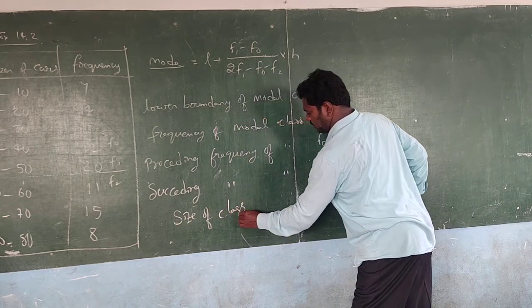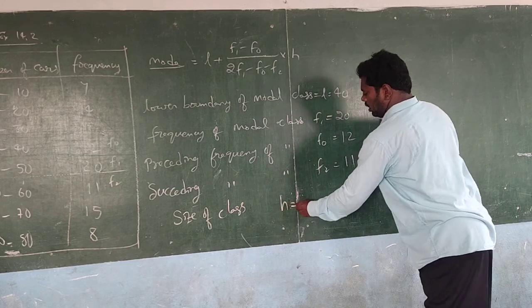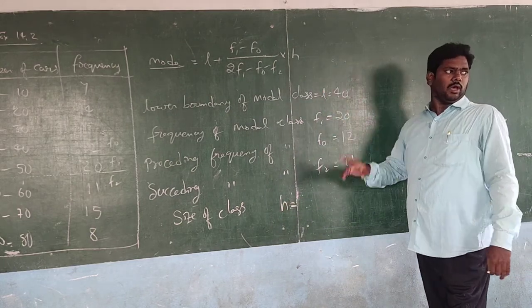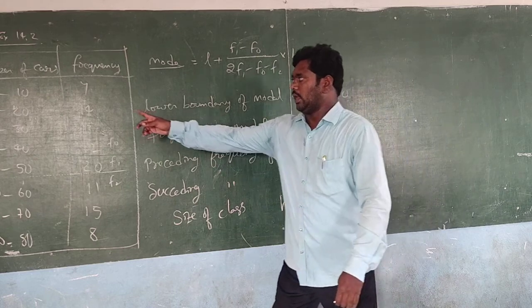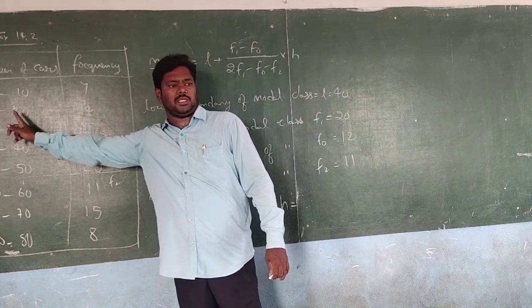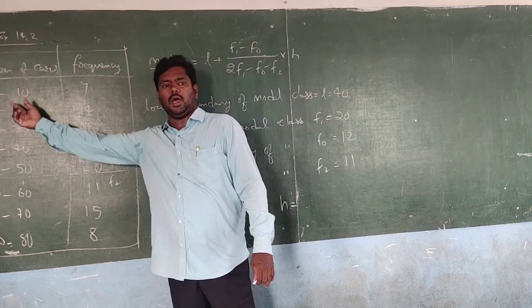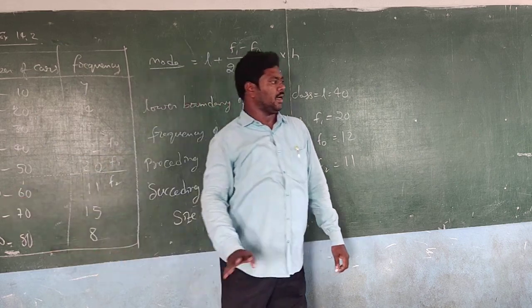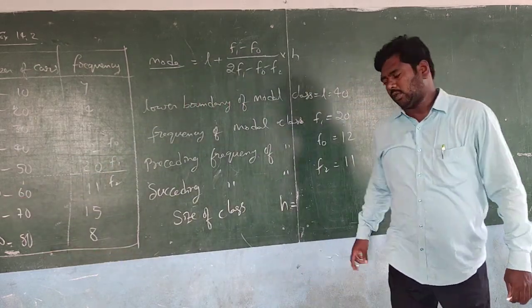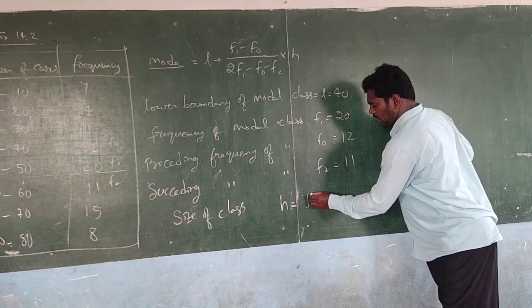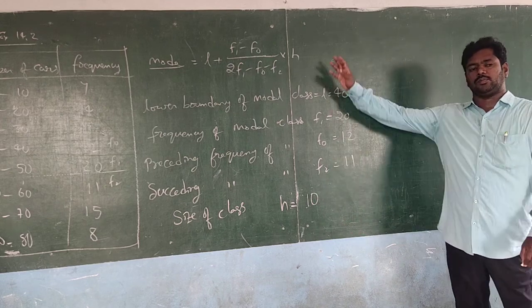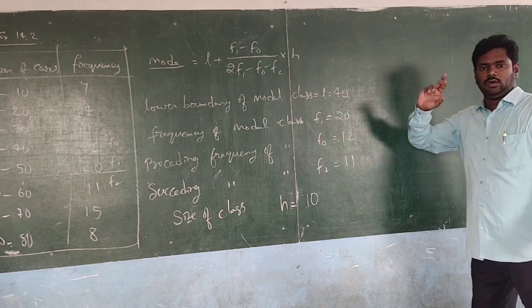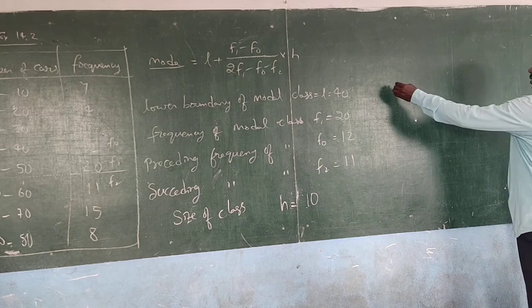Size of the class, that is H, is equal to upper boundary minus lower boundary. Check here: 10 minus 0, 20 minus 10, 30 minus 20, and the difference you are getting is 10. That's right, the size of the class is 10. And these are the required values to substitute in the formula.